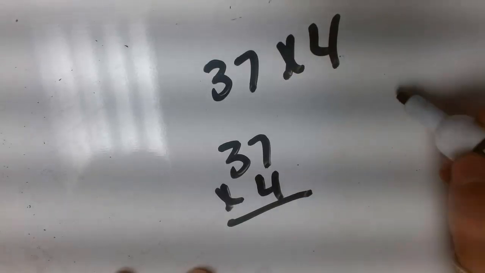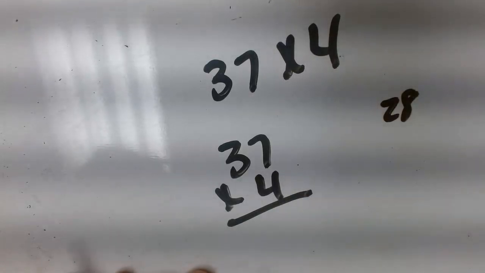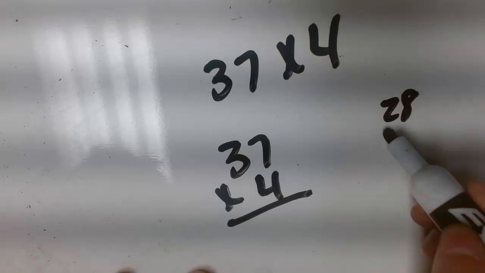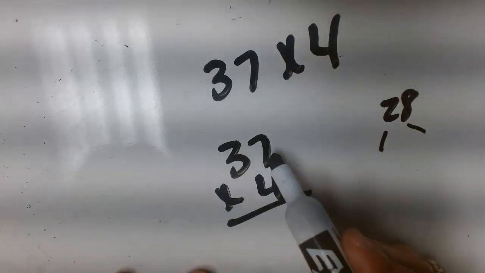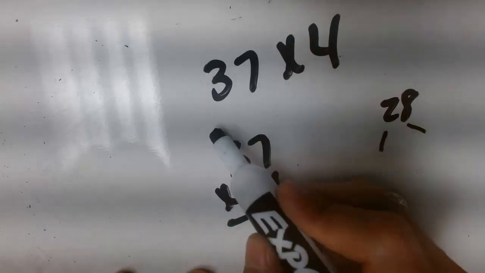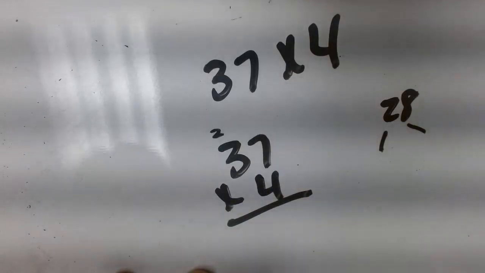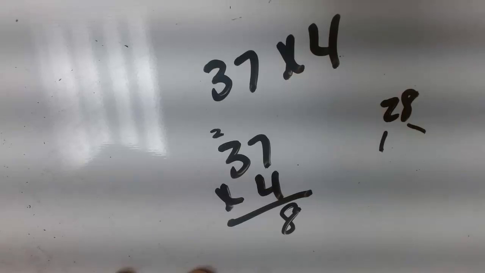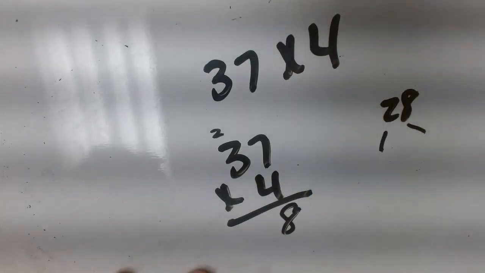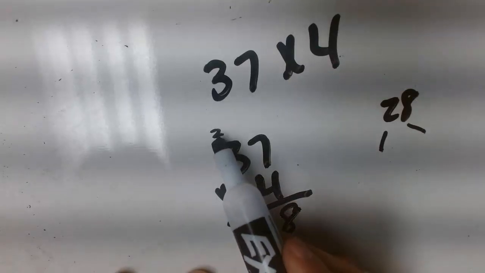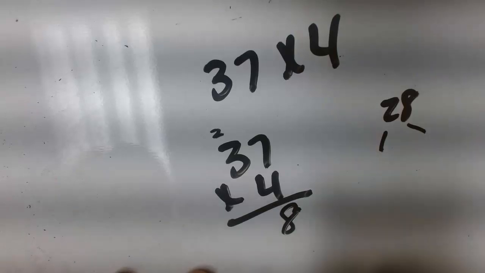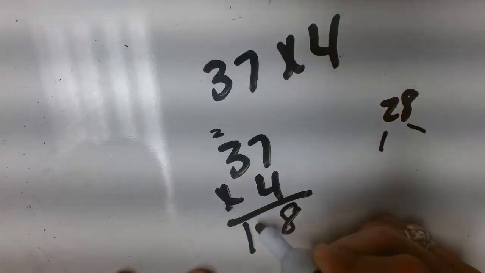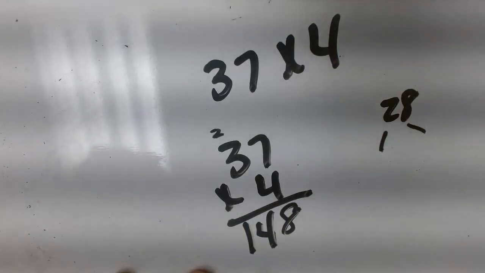Once again, we know that 7 times 4 is 28. Well, the 2 is the tens and the 8 is the ones. So write the 8 in the ones column, and you're going to carry the 2 to the tens column. How would you show that? You put the 2 in small here, and you do write the 8 there. And then you would multiply 4 times 3, it's 12, and then you add that 2. That would give you 148.